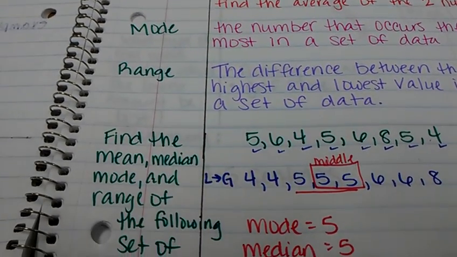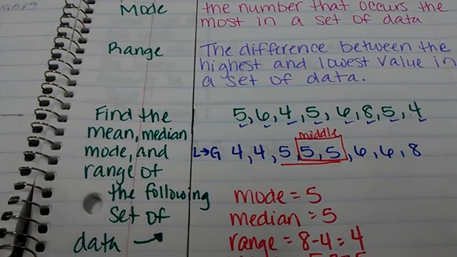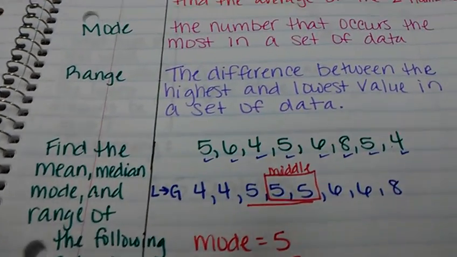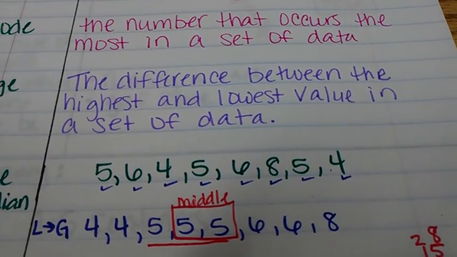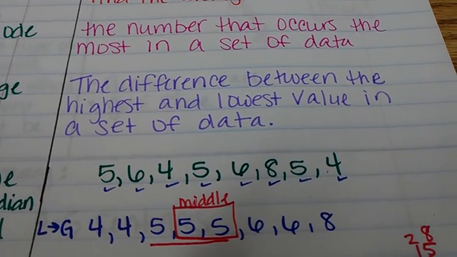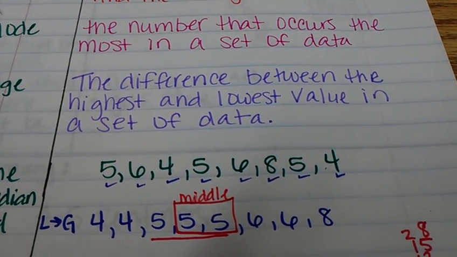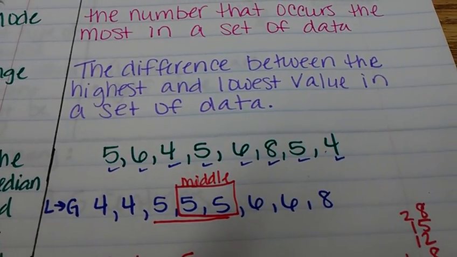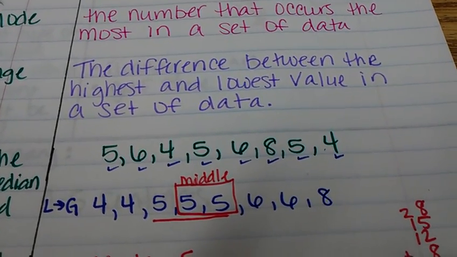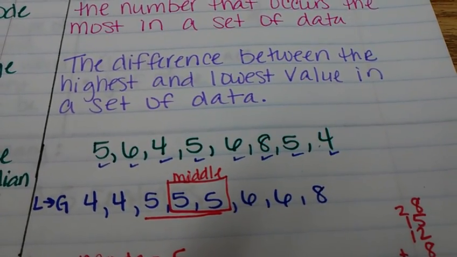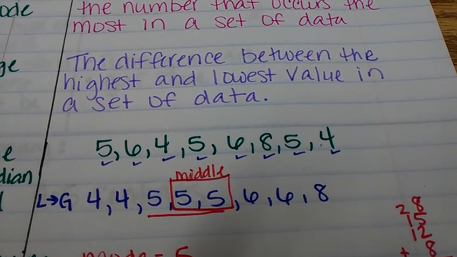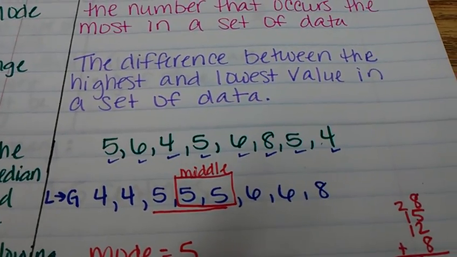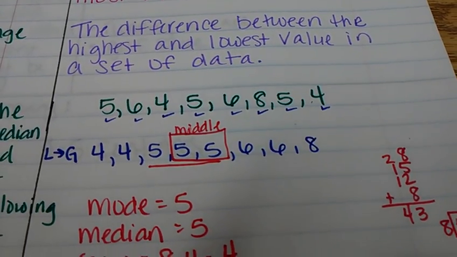So over here is our first example. It says find the mean, median, mode, and range of the following set of data. So I've got your data right here, 5, 6, 4, 5, 6, 8, 5, 4. The first thing that I always do is put my numbers in order from least to greatest. 4, 4, 5, 5, 5, 6, 6, and 8. So I've got two numbers that fall in the middle, and they both happen to be 5. So since they're both the same, my median is 5.